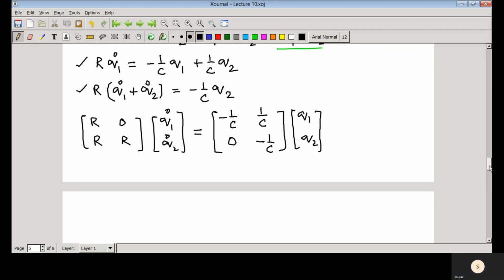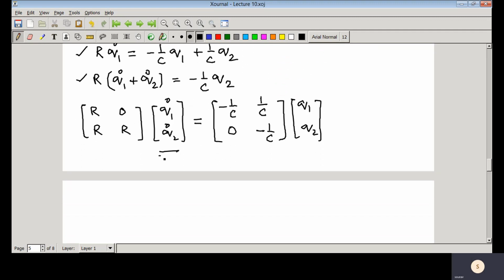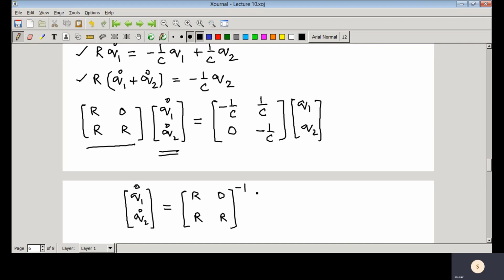So now what is q1 dot and q2 dot? So q1 dot and q2 dot, just apply matrix algebra. If you multiply the inverse of this matrix from the left hand side, then you have R 0 R inverse, minus 1 by C, 0, minus 1 by C, times q1 and q2.